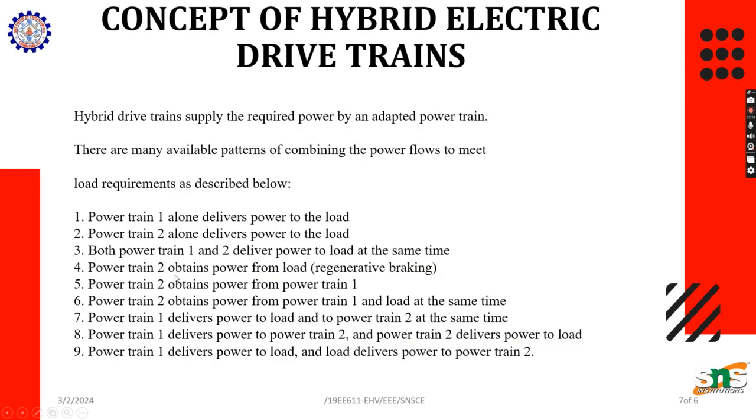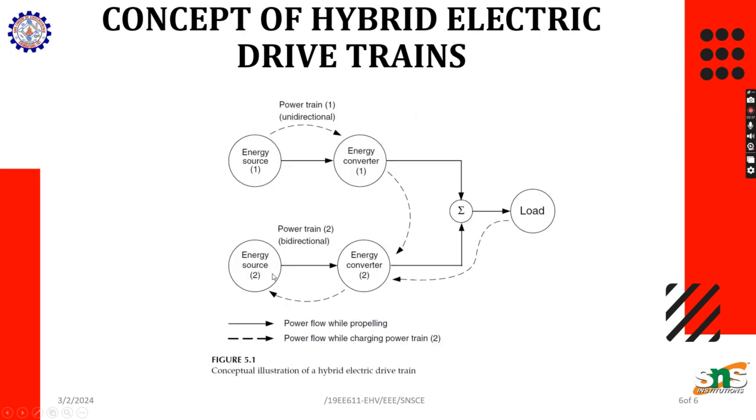And case 4 is powertrain 2 obtains power from the load. This is called regenerative braking, where, when the vehicle is going from uphill to downhill, we will not be pressing the accelerator. Instead, we will be using the brake to slow down the speed. In that case, the motor will act as a generator and generate power, through which we charge the battery again. This is called regenerative braking. Since the dotted arrow mark denotes charging, we consider that energy source 2 is a battery source.